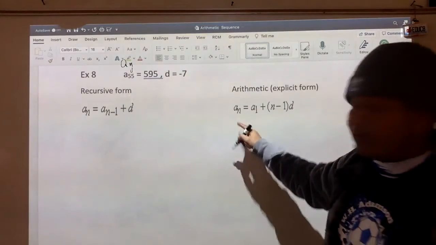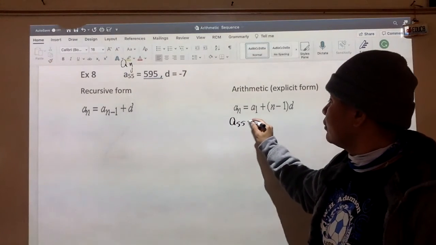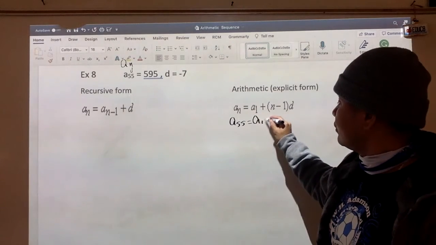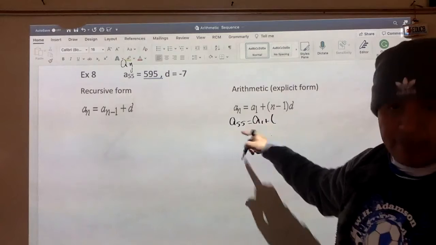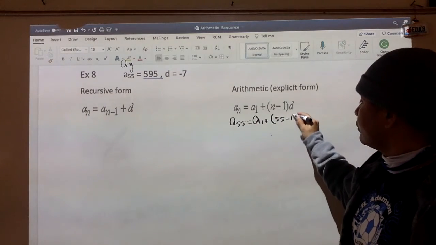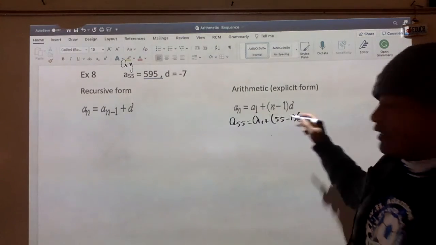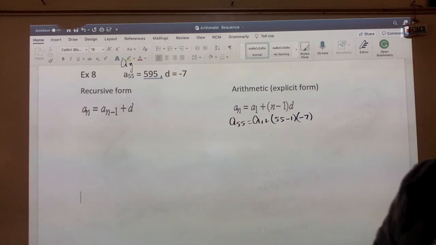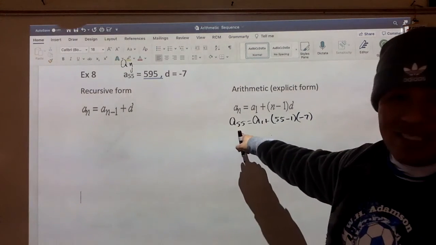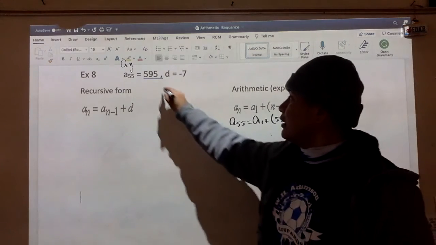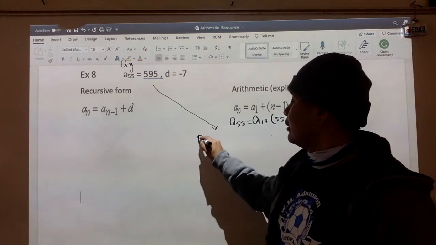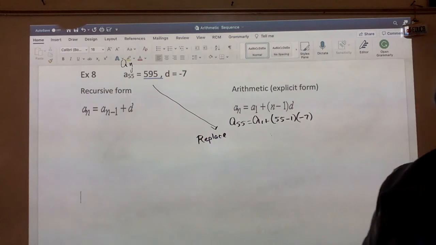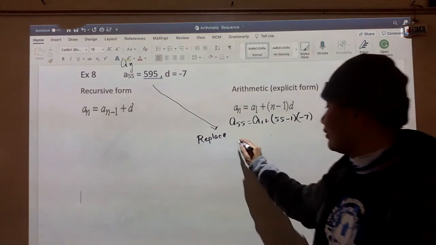The value of N equals 55. A1, we don't know what it is. That's fine, leave it alone. N is 55. My difference is negative 7. I'm going to start solving. Well, if you paid attention, this is the same as 55 in the subscript. So at this moment I will replace those two numbers.